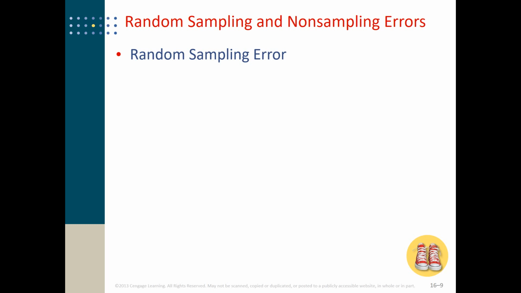Random sampling error is negatively associated with the sample size. That means the larger the sample size, the smaller the random sampling error. The smaller the sample size, the larger the random sampling error.